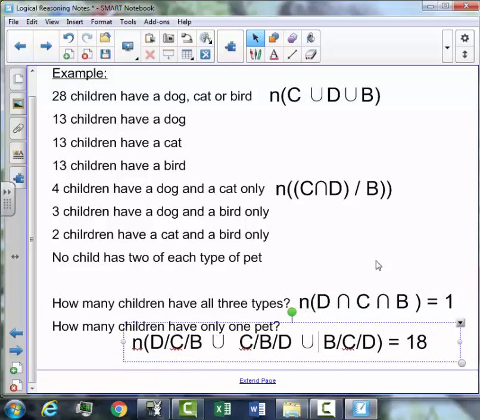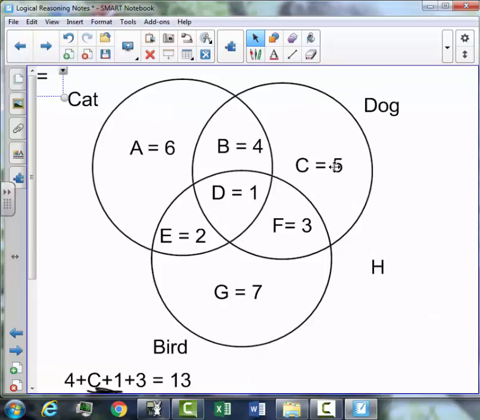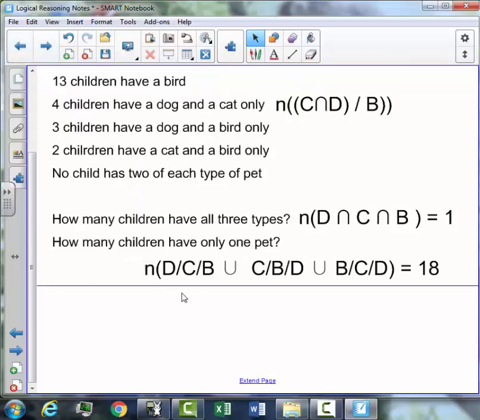If you only have one pet, there's 3 possibilities. Those possibilities are right here, where you have a dog, but you don't have a cat or a bird. Where you have a cat, but you don't have a dog or a bird. And where you have a bird, but you don't have a dog or a cat. And so that's what this basically says right here. Number of people who have a dog, but don't have a cat or a bird. Or those who have a cat, don't have a bird or a dog. And those who have a bird who don't have a cat or a dog. You got that? That's pretty crazy here.